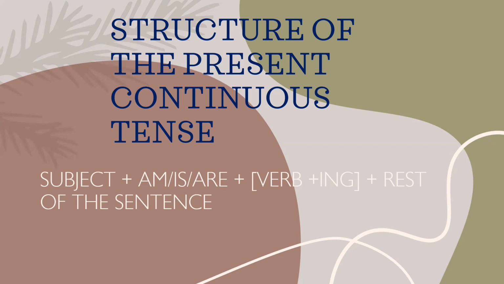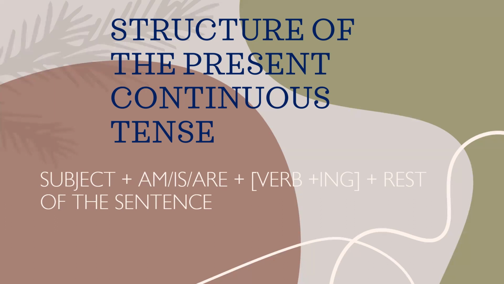So first you start with the subject of the sentence. Then you add am, is, or are, depending on whether the subject is singular or plural. For example, if I say I, and I is the subject, then you have to follow that with am. You cannot say I is or I are. I am. If you're talking about a girl, say Mary, Mary is, because it's only one girl.